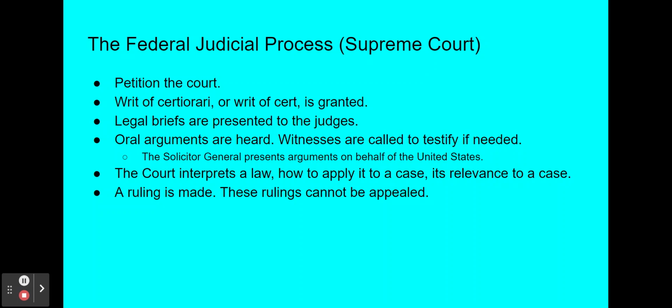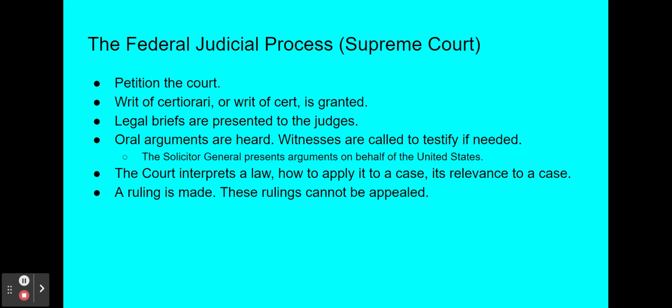The court then goes back, has conferences, discusses a particular case, and considers the following things. It interprets the law in question, how to apply it to this specific case, and is that law relevant? Once that happens, a ruling is made, and these rulings cannot be appealed. However, they can later be overturned.